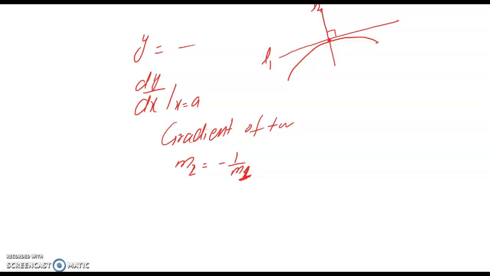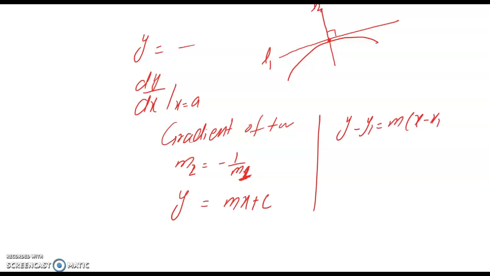Once you know this, you can use any form of the equation, like y is equal to mx plus c, or other forms like y minus y1 is equal to m times x minus x1. In order to find the equation of a tangent or normal, you need a gradient, which you're supposed to find first, and then you should have one point. With the help of that, you will be able to find the equation of the tangent or normal, whichever you're supposed to figure out.